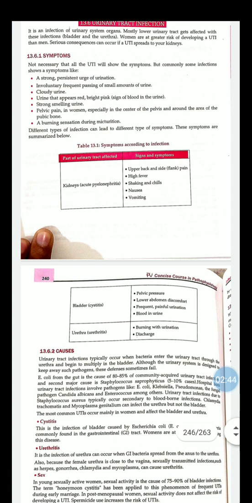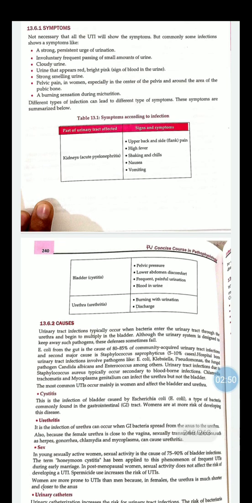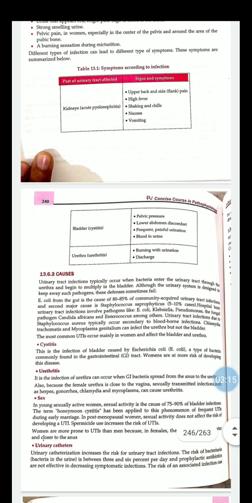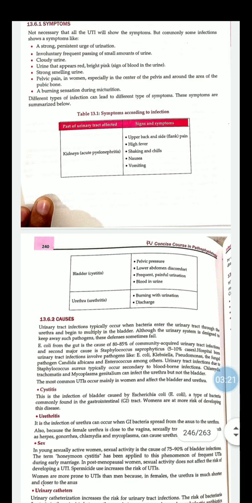So I am repeating the symptoms. First, a strong persistent urge to urinate. Then involuntary frequent passing of small amounts of urine. Then cloudy urine. Next, urine that may be red or bright pink, a sign of blood in the urine. Then strong-smelling urine. Then pelvic pain in women, especially in the center of the pelvis and around the area of the pubic bone. Then a burning sensation during micturition. So these are a few symptoms of urinary tract infection.